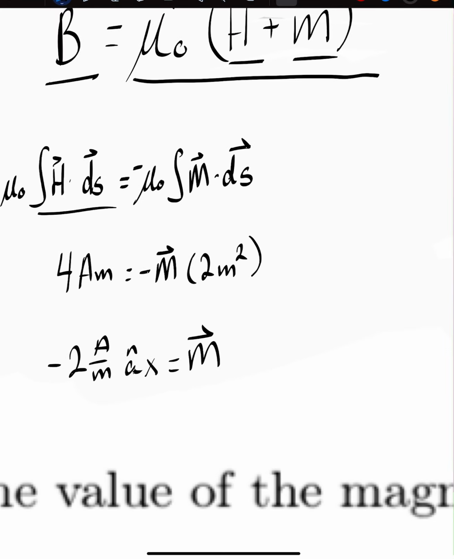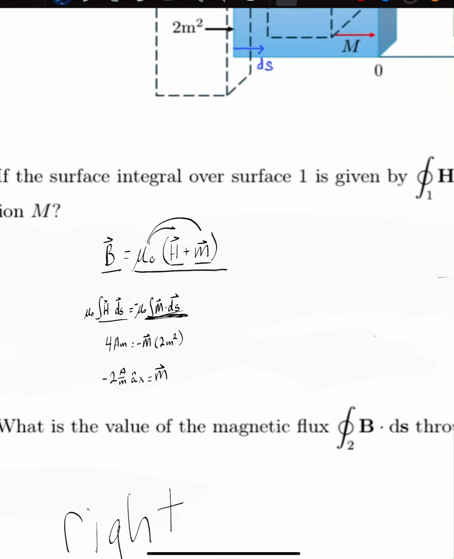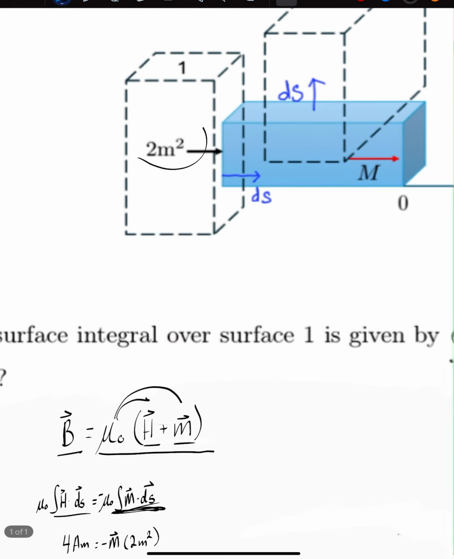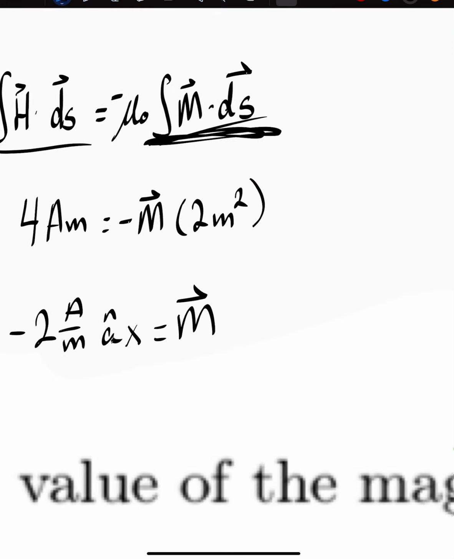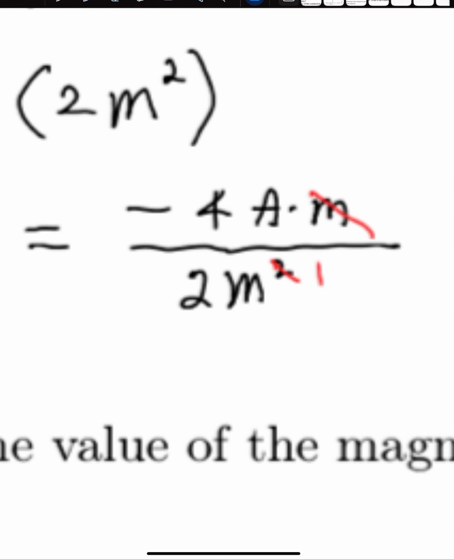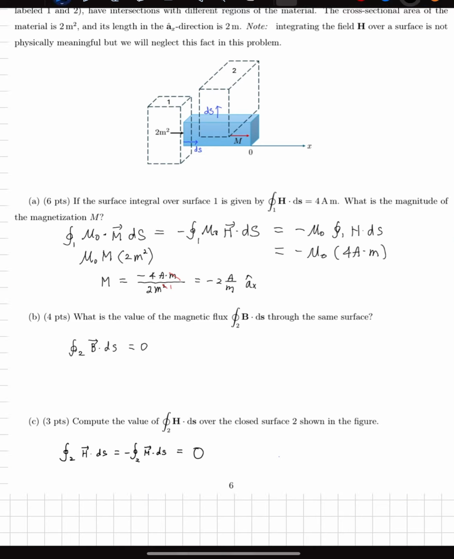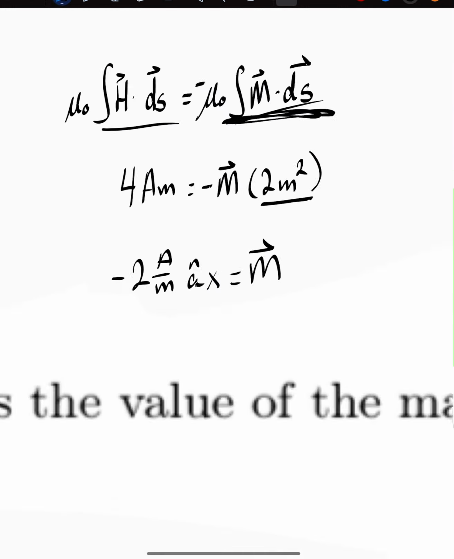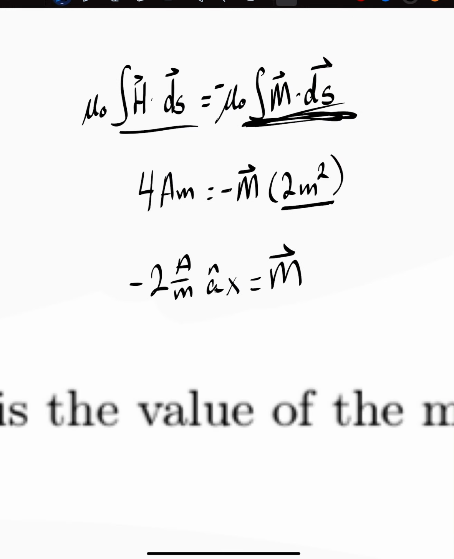So then, once we integrate over this, we were actually given the surface area at the top of the problem. So we can plug in that value right here. And then whenever you divide it over, the 4 amp meters over 2 meters squared becomes negative 2 amps per meter in the A hat X direction.